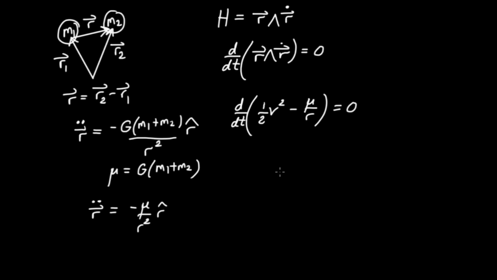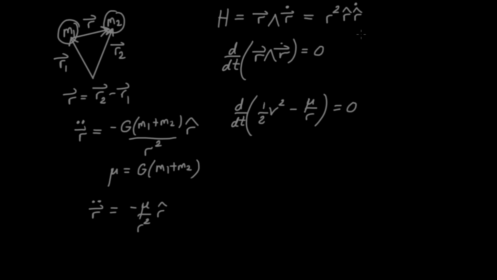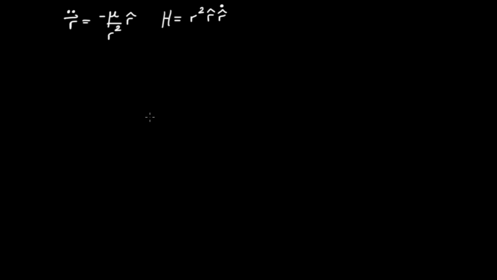And one last detail that we covered, returning back to this angular momentum, was that we can write this r wedge r dot in a different way, which is r squared times r hat r hat dot, where this product between these two vectors is the geometric product. So let's get right into the derivation. Here I have the acceleration equation, and here I have the angular momentum per unit mass equation.